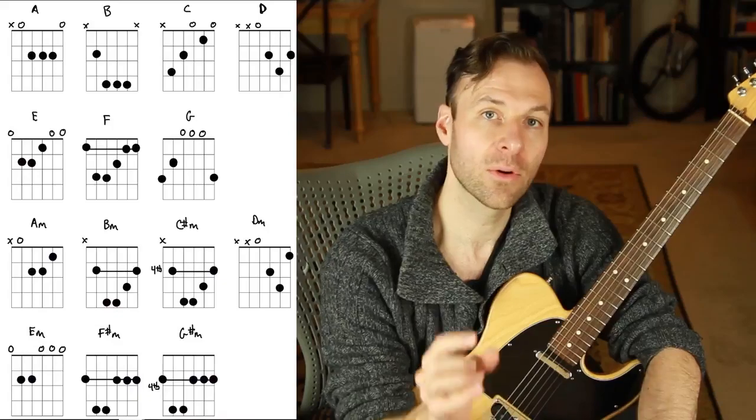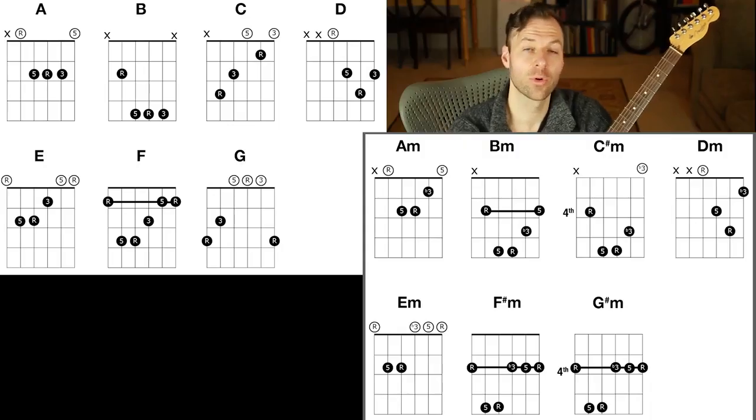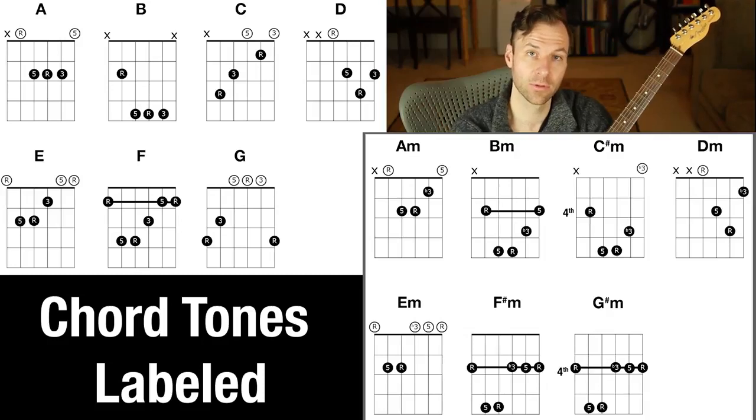Now take a look at these chords. This is how we presented them before, and now here are the same chords with all the chord tones labeled. So this is how we want to see the fretboard. This is how we want to see chords and chord tones and all the notes that are available to us while we're playing the guitar anytime. We just want to know the fretboard this way.